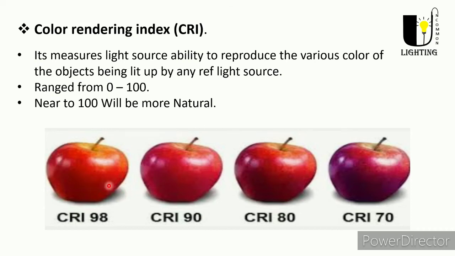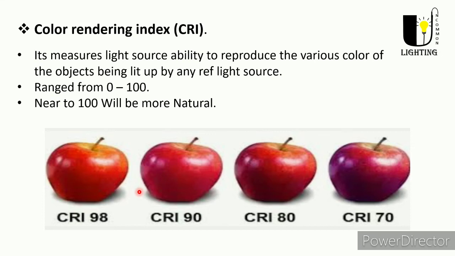It measures a light source's ability to reproduce the various colors of an object with reference to a reference light source or artificial light. For example, if I am using a downlighter and putting an object below it, when the downlighter is on and throwing light on the object, the object will reflect its natural color. So the higher the CRI of the downlighter, the clearer and more natural the color the object will show.